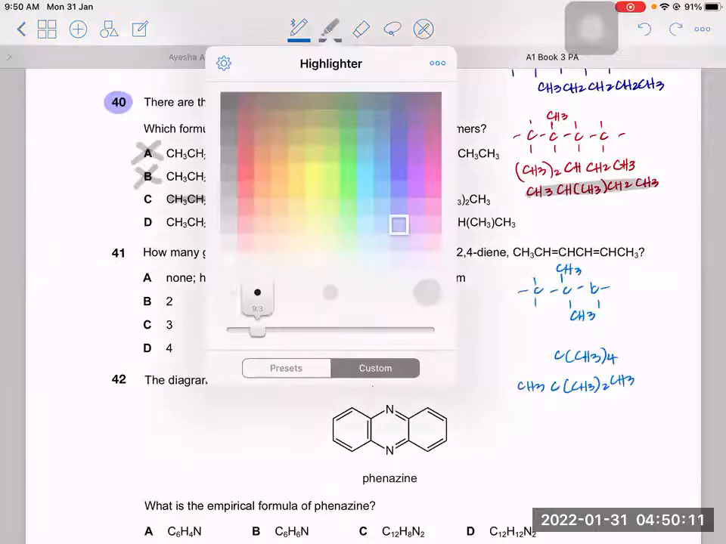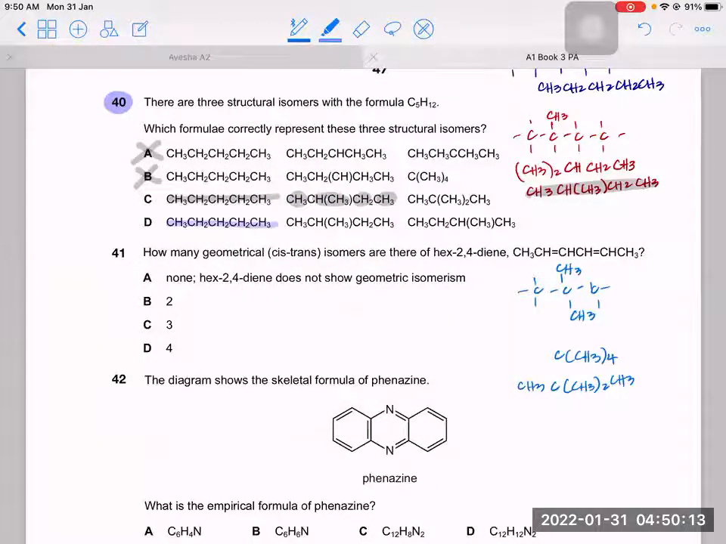Why can't it be D? This is correct, pentane. Then you have CH3, CH bracket CH3, CH3. This is fine. Then the last one should be this or this. And it is not this, you see? It is not 2,2-dimethyl propane. So this is wrong. The answer therefore is C. Understood? Is this clear?